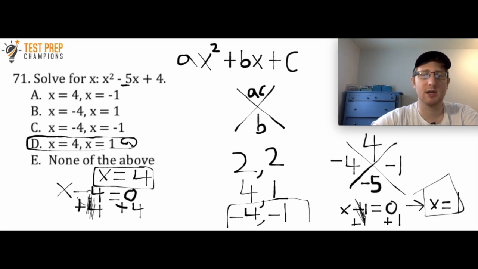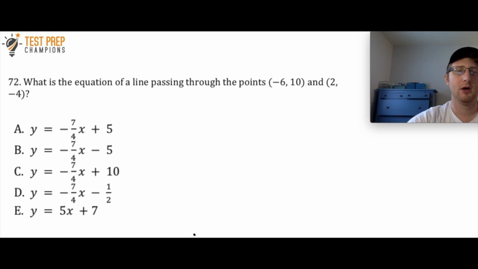So if you had trouble with this, that would be a good video to watch. What is the equation of a line passing through the points (-6, 10) and (2, -4)? Pause the video, try to figure this out, and then when you're ready, we'll go over how to do it.